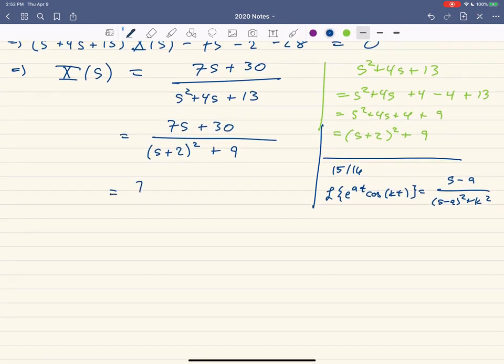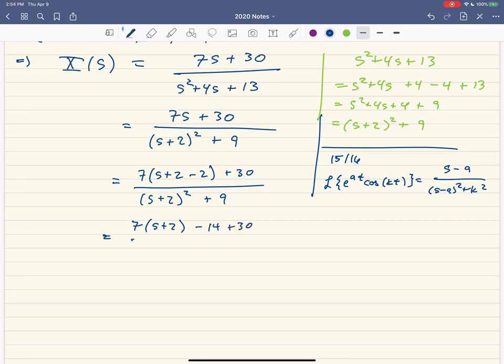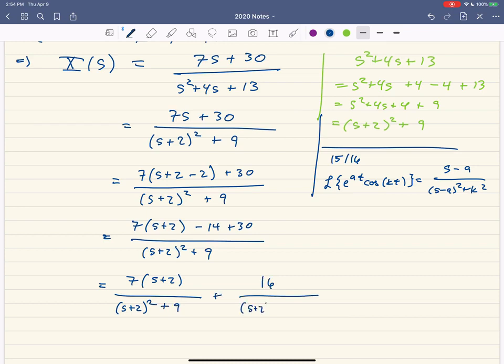What I'm going to do is put an s plus 2 in the numerator, and then subtract 2, and then we'll just simplify what happens. This is basically the same trick twice. Multiplying by 1 gets all the love, but adding 0 is very useful as well. This is divided by the same denominator, s plus 2 squared plus 9. So this is going to be 7 times the quantity s plus 2 minus 14, since 2 times 7 is 14, plus 30, all over s plus 2 squared plus 9. So this is going to be 7 times s plus 2 over s plus 2 squared plus 9, plus 16 over s plus 2 squared plus 9.